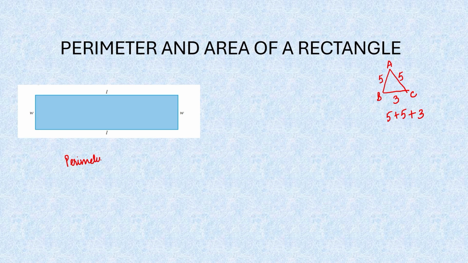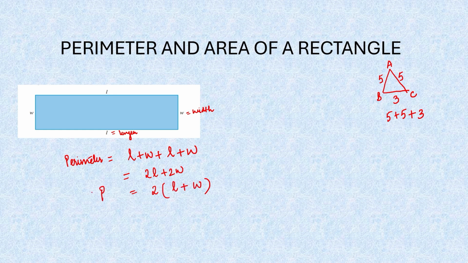Now we can write perimeter is equal to the sum of lengths of all the sides of the shape. So what is the sum of the lengths of all the sides? It will be L plus W plus L plus W. Here L is the length of this rectangle, and W is the width of this rectangle. We'll take the like terms together, so this is 2L plus 2W. And if we take 2 common, it will be 2 times, in the brackets, L plus W.